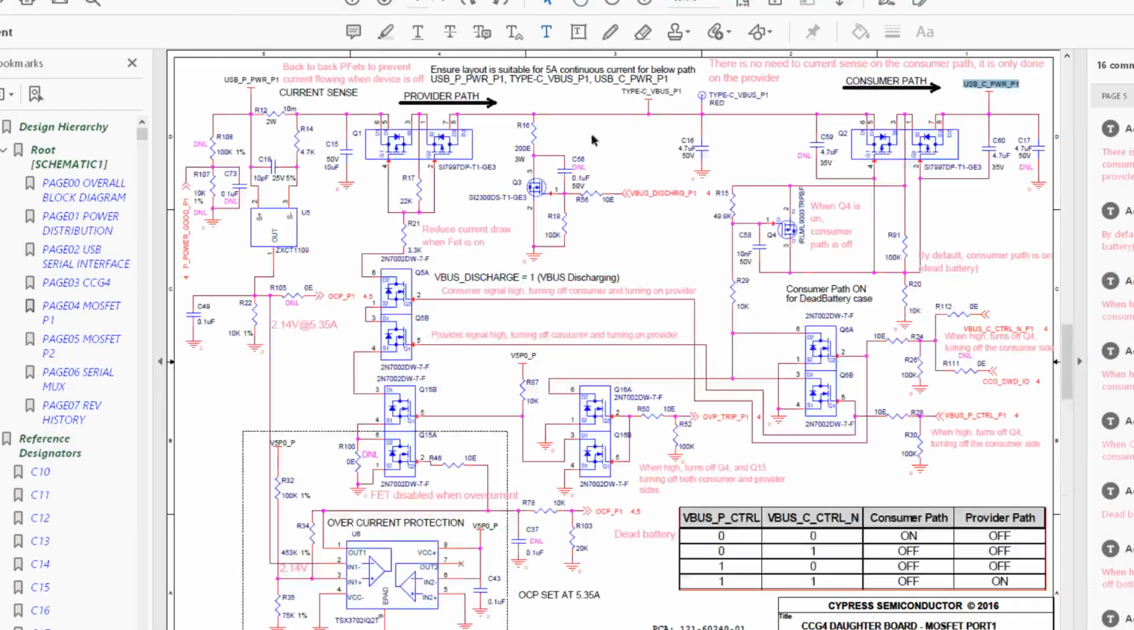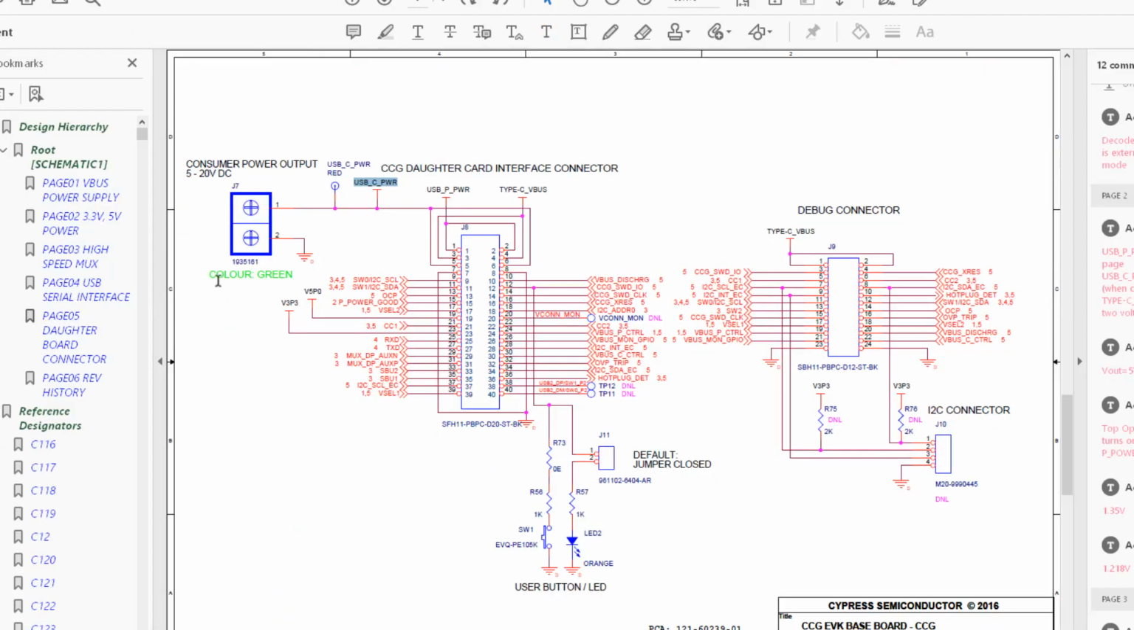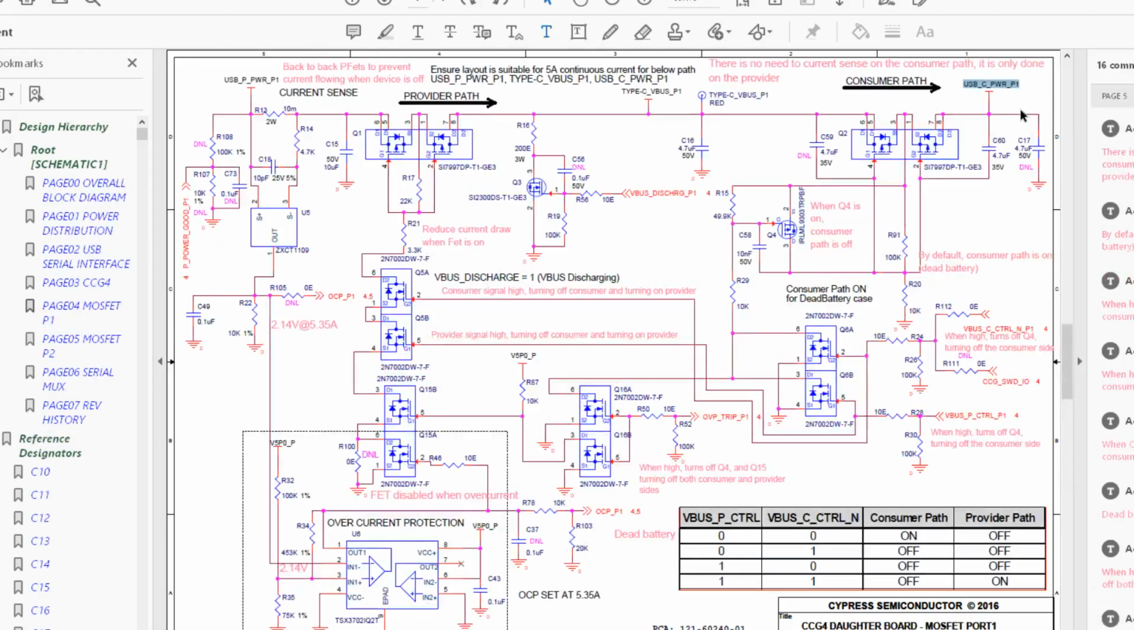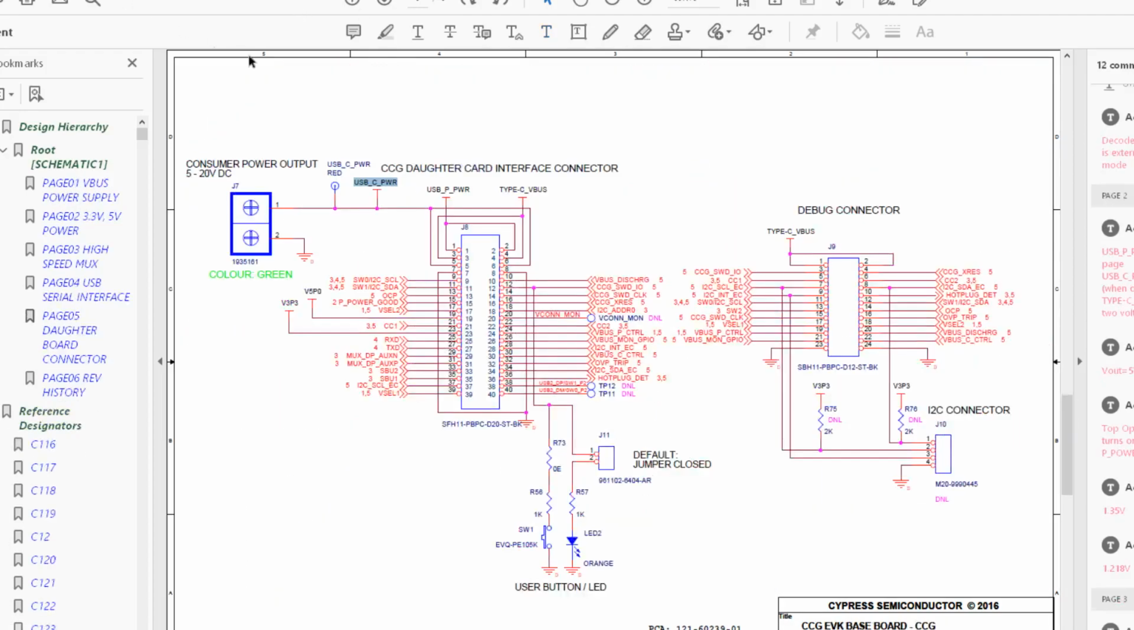Yeah, so if we're properly consuming power, it's not outputting the voltage on the VBUS. It's only outputting the voltage if you are consumer power. So the voltage is only present here if you're on the consumer path. Otherwise, there shouldn't be anything.